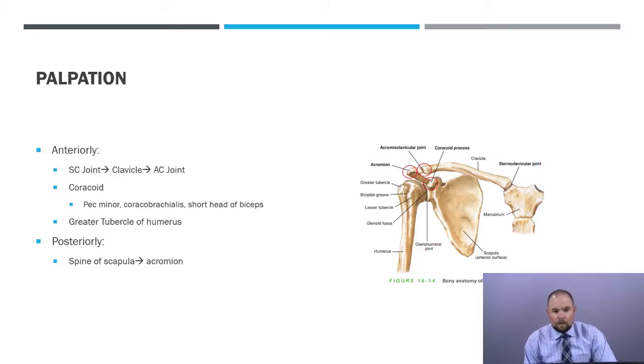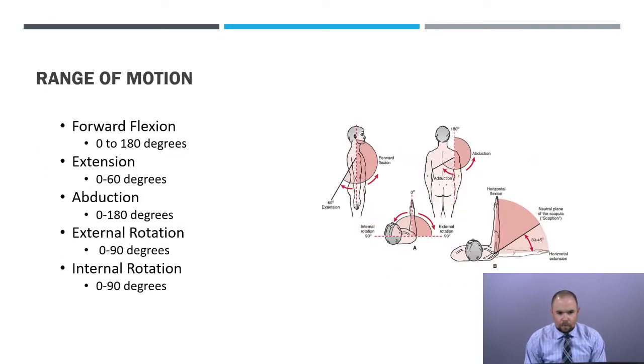to the acromioclavicular joint. We're talking about the coracoid process. Those muscles that attach there would include the pectoralis minor, coracobrachialis, and the short head of the biceps. It can be a very tender location for people in general, even if they don't have an injury there. Then the greater tubercle of the humerus has 3 of the 4 rotator cuff attachments. And then posteriorly, I wrap around and also palpate the acromion back around to the spine of the scapula.